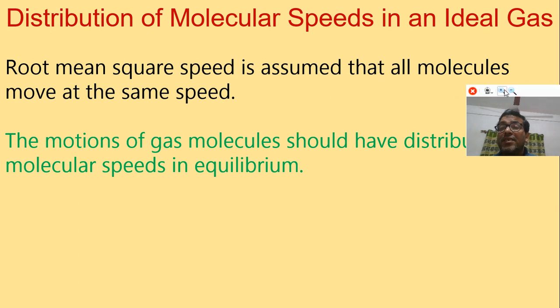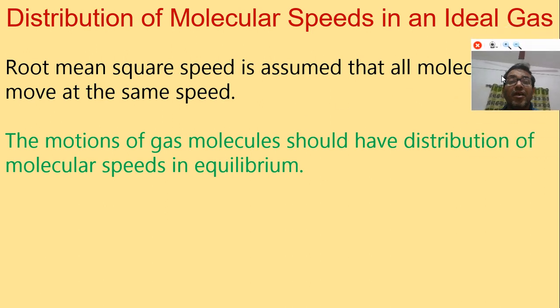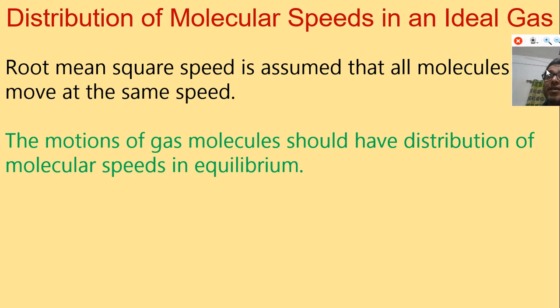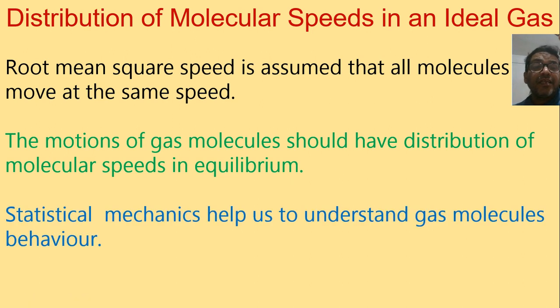Okay, next, the motion of the gas molecules is basically distributed in the distribution of the molecular speeds in equilibrium. So it is in equilibrium. When we say equilibrium, that means here the statistical mechanics, as I told you already. If there is lots of data, generally we consult statistical mechanics. That means the statistical analysis will help us to understand the behavior of the gas molecules.